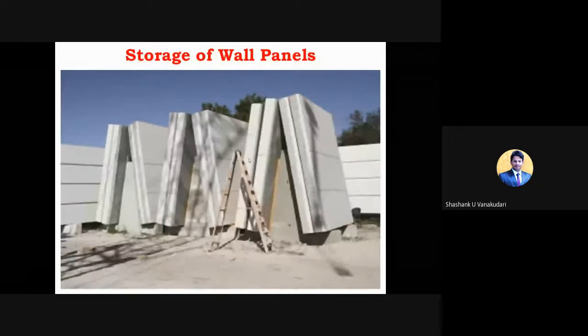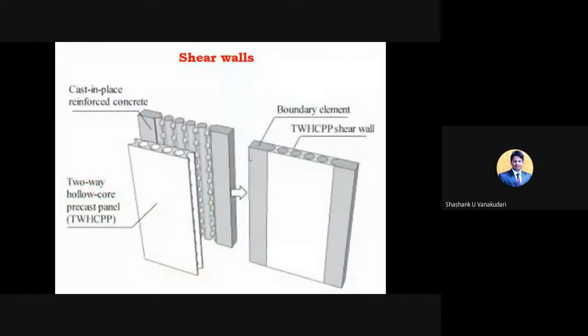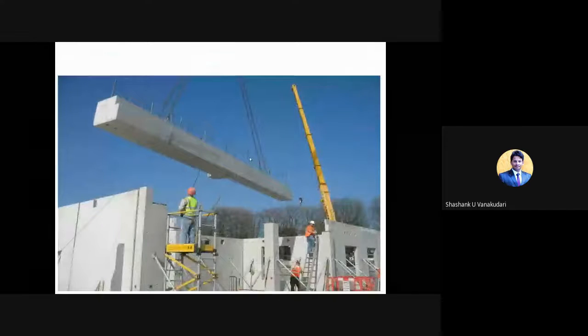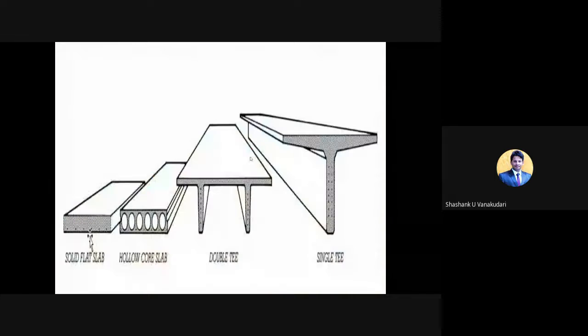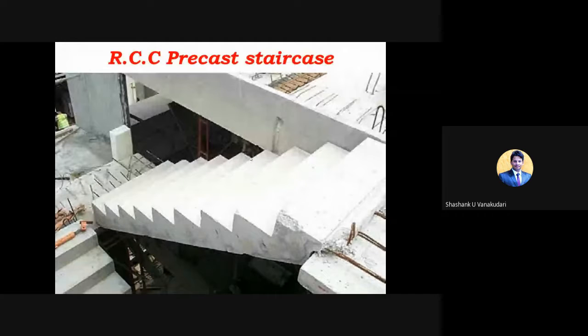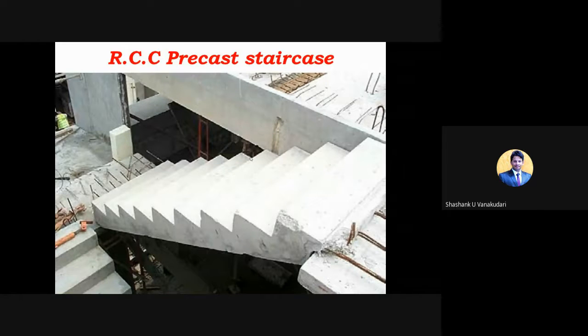And then the storage of wall panels, how exactly they are going to be placed in the required location. Then the erection process of wall panels. Then shear walls, and we have studied different types of beams. And then the RCC precast staircase. Here you can see the ready-made structural members of these precast staircases are manufactured in the factory, and then they are going to erect them here.